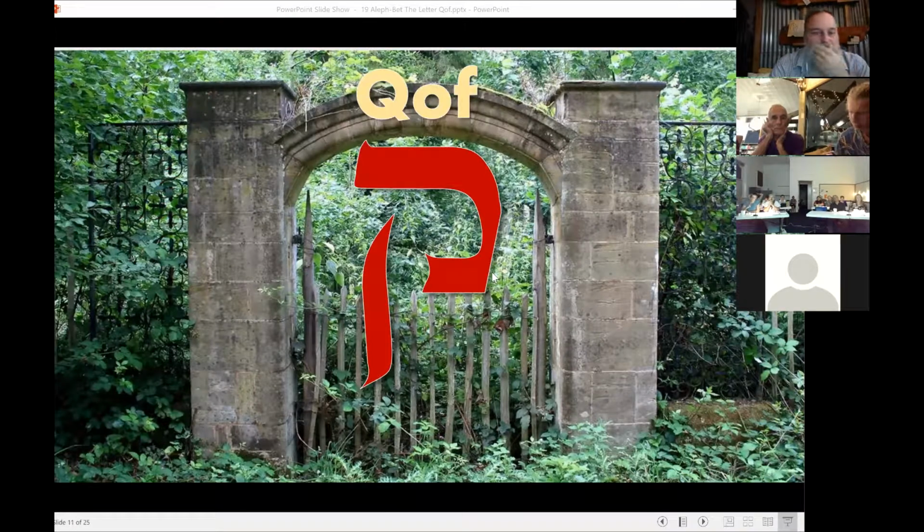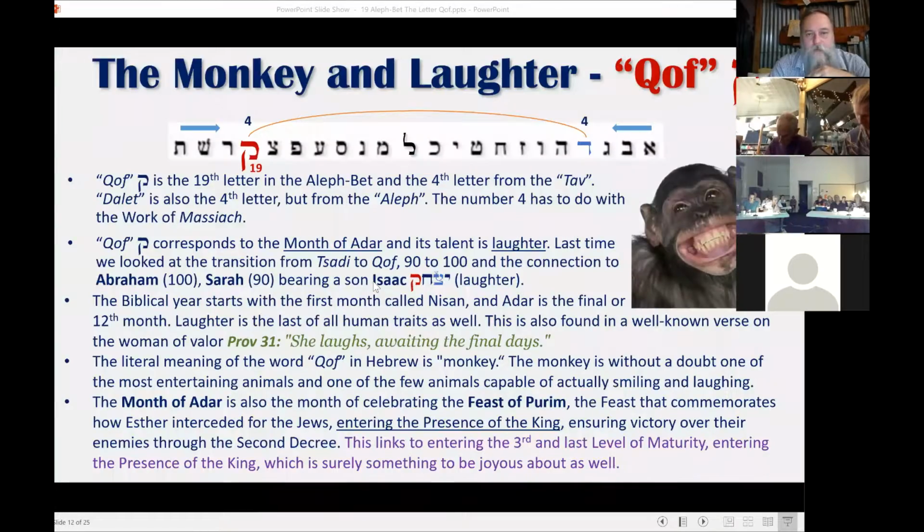So Goof, I've just got a picture here of a gate or a gateway, because that's the main meaning of the letter Goof, a gateway to enter into the next level. The key to that is the letter Goof. Now, before we get into the good stuff, let's look at the mechanics. Goof is the 19th letter if you count from the Aleph. It's the 4th letter if you count from the Taf. And it's connected to the letter Dalet, which is the 4th letter if you count from the Aleph. And by doing that, you can connect the Dalet and the Goof.